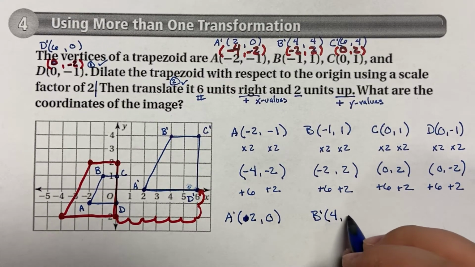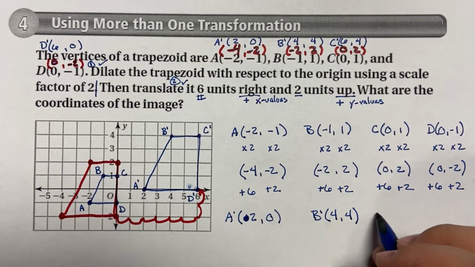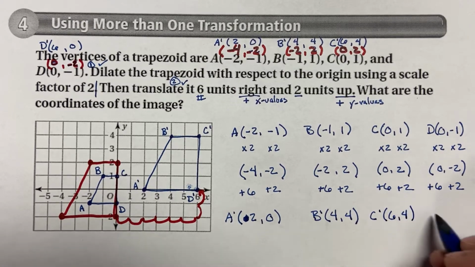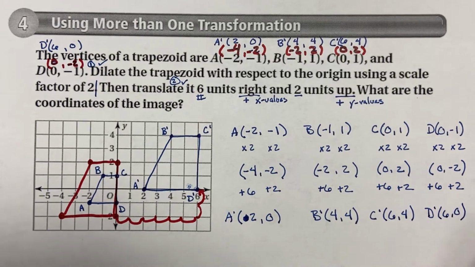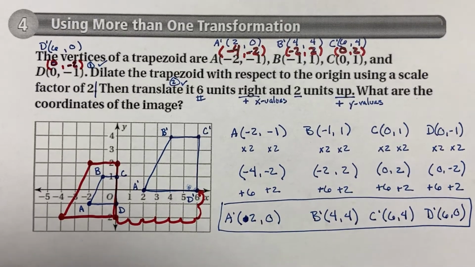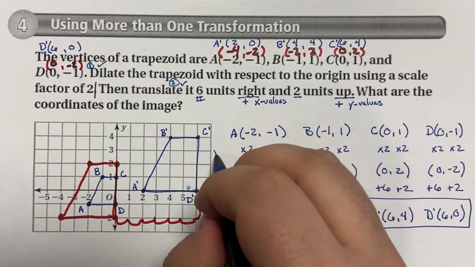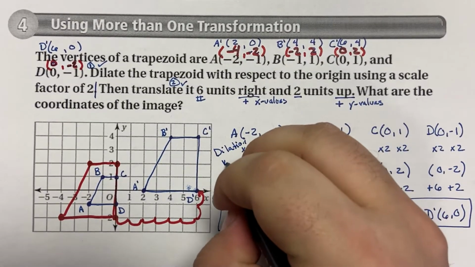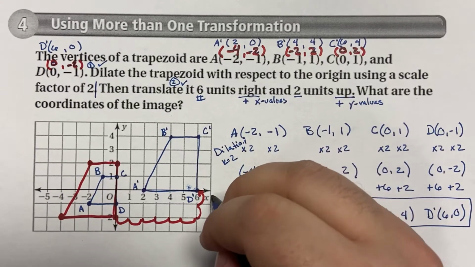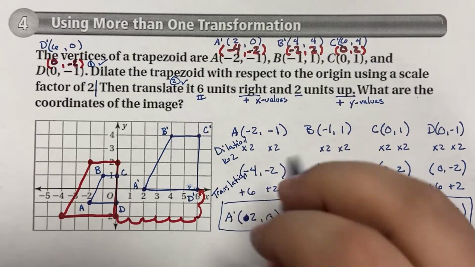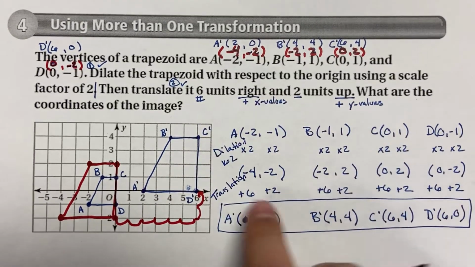This is 4 and 4. This is the image of C, which was 6 and 4. And the image of D, which was 6 and 0. And these are my final coordinates by taking a dilation here, or K equals 2, and a translation here of 6 right and 2 up.